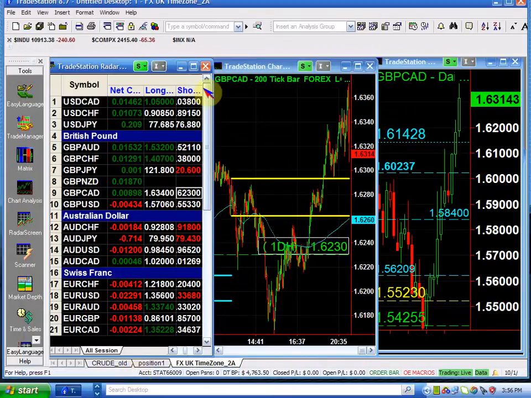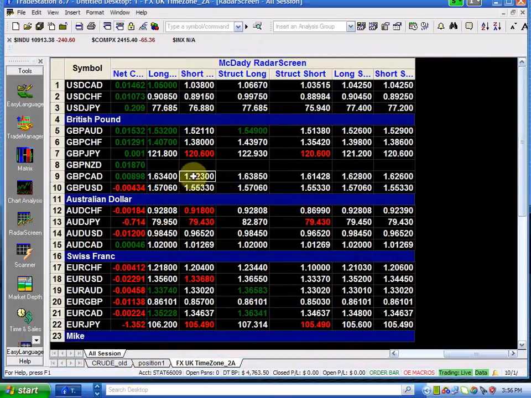Okay, so to wrap up the pound CAD, we're going to buy it above 163.40. My structure long is 163.85, and my stop is going to be 162.80, so I'm risking 50 pips on this trade. On the downside, I'm going to go short below 162.30. My structure short is 161.42, and my stop is 162.60, so I'm risking 60 pips either on the long side or the short side. Alright, that is the pound CAD.